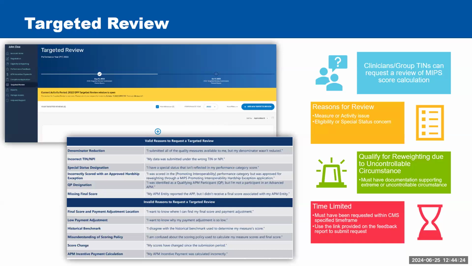Additionally, targeted reviews are time limited within CMS's time frames. They set dates of when you can apply for a targeted review. And then if they request additional information from you, you're under a time limit as well to return that information. It's not an infinite amount or an open window. You've got specific time limits.